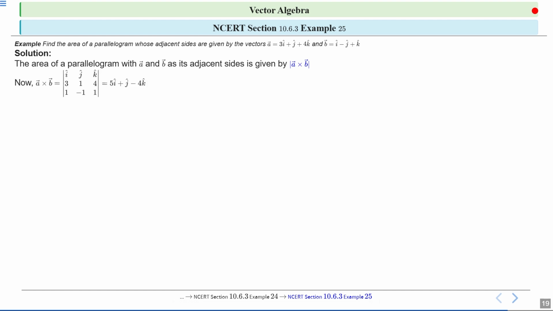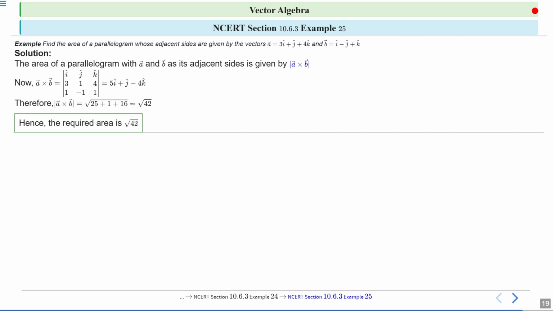Okay. So A vector cross B vector will be equal to the determinant of i cap, j cap, k cap, 3, 1, 4 and 1, minus 1, 1, which after solving we will get 5 i cap plus j cap minus 4 k cap, right? Therefore, magnitude of A vector cross B vector will be equal to root over 25 plus 1 plus 16, which is equal to root 42. Hence, the required area will be equal to root 42, right? To summarize, the required area of the parallelogram formed by these two vectors is basically square root of 42.